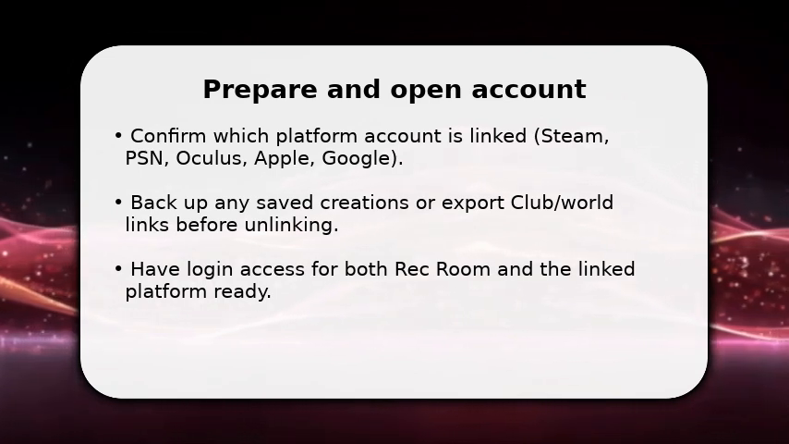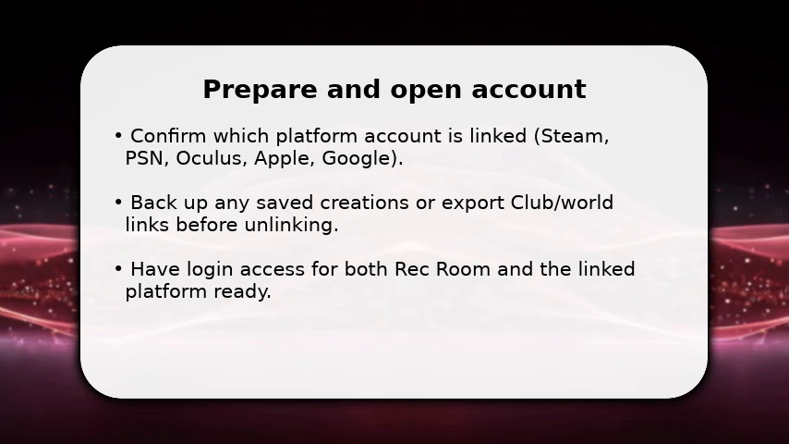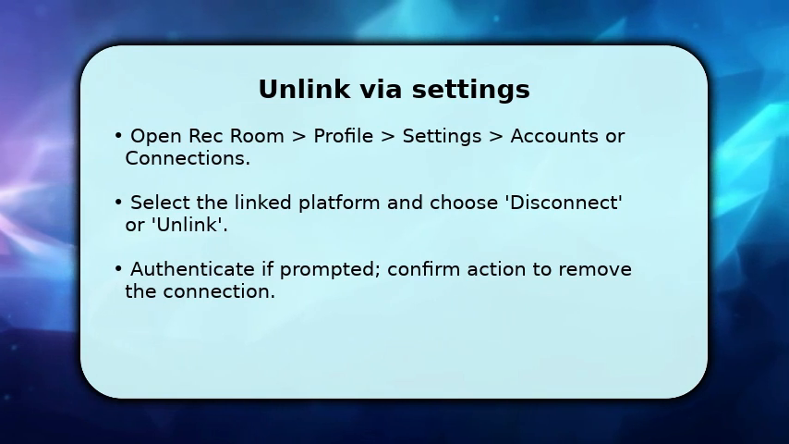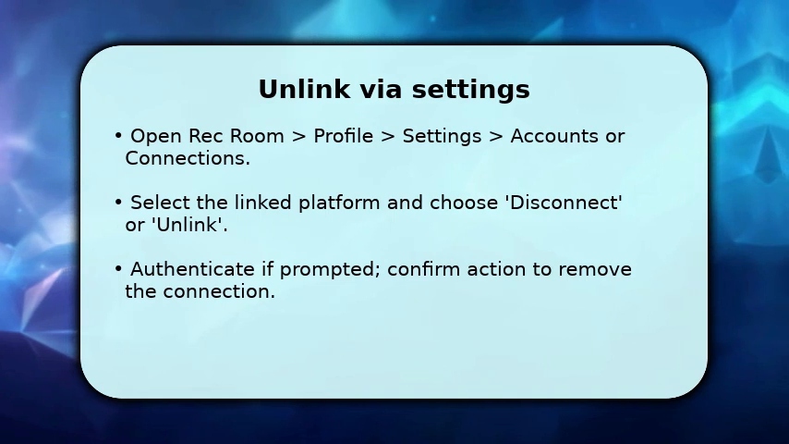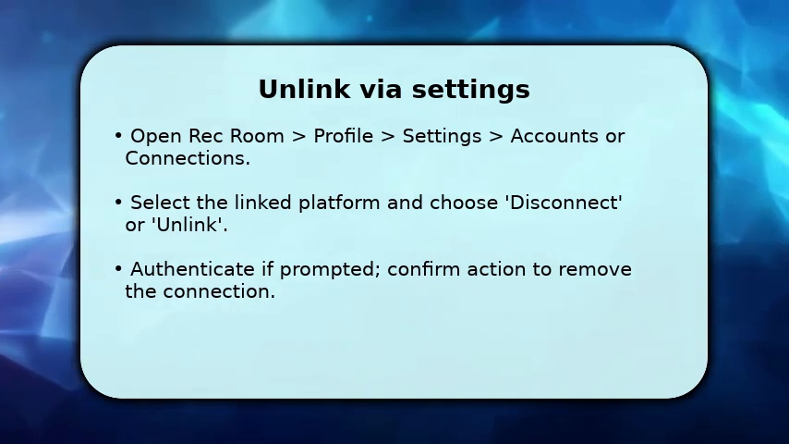Now navigate directly to Rec Room settings to begin the unlink sequence, skipping delayed prep. You go into Rec Room's profile, then Settings, and locate Accounts or Connections. This is the control center for linked services. Select the platform you identified earlier and tap Disconnect or Unlink.